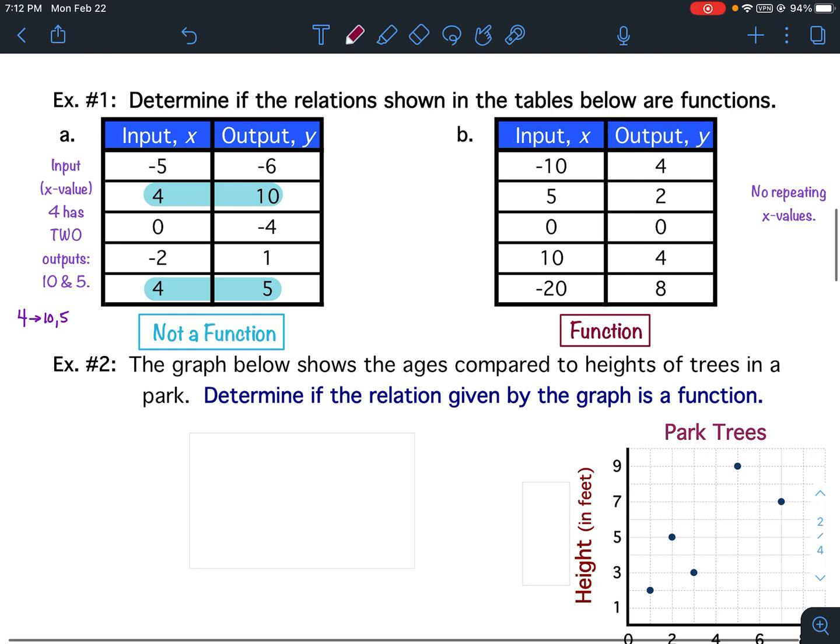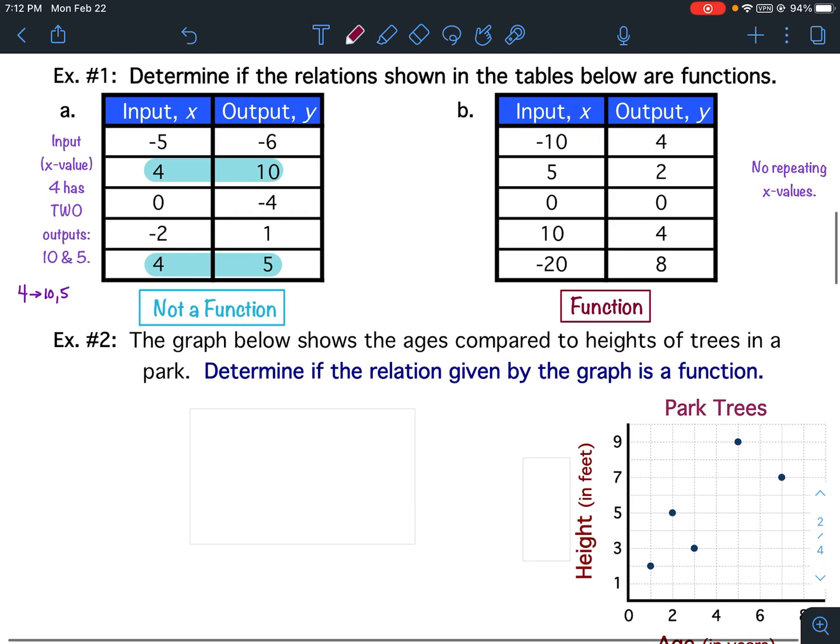All right, so make sure you have all that written down for example 1. So again, if you have input values that repeat, then you have to look at the outputs. If for those repeating inputs, the outputs are different, it's not a function. If they would be the same, it would stay a function. If you have any questions on example 1, please let me know.